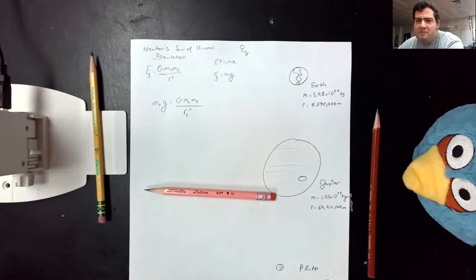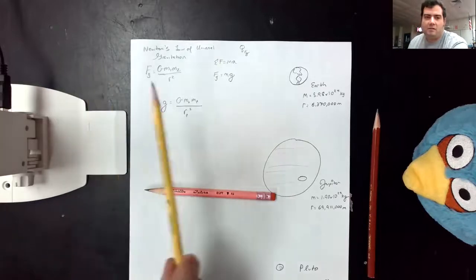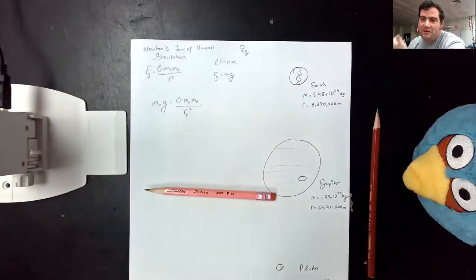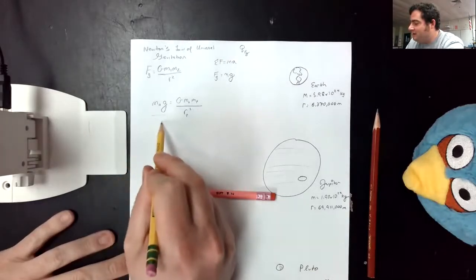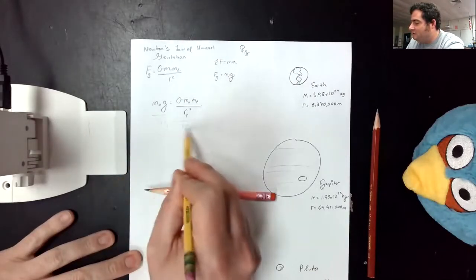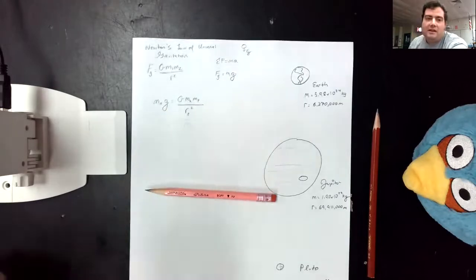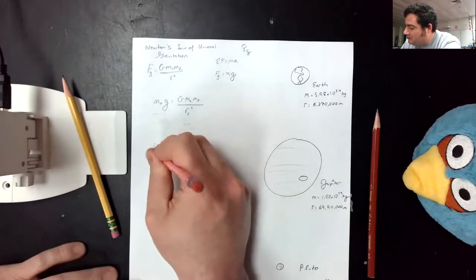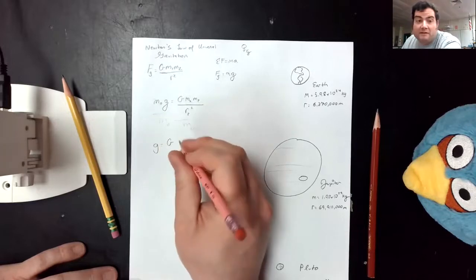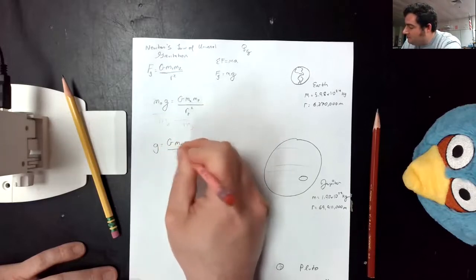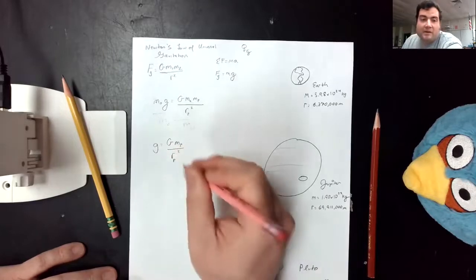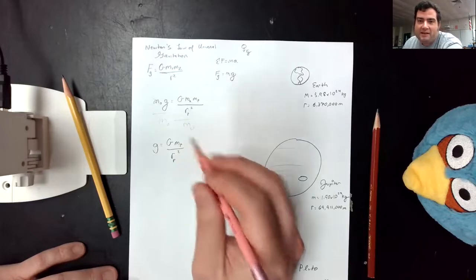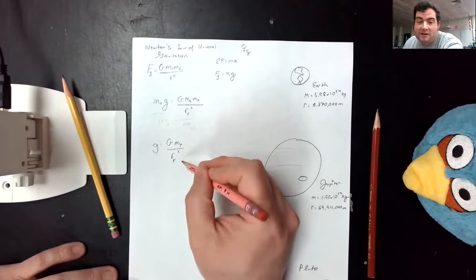There's one thing I suspect is pretty obvious: when we set these equal, we have the mass of the individual object, whether it's this angry bird or anything else, on both sides. So we should just be able to cancel it. And that leaves us with a very simple equation for little g. The acceleration of gravity is the universal gravitational constant times the mass of the planet divided by the square of the radius of the planet. This should help us calculate 9.8 if we know the mass of the planet and what its radius is.